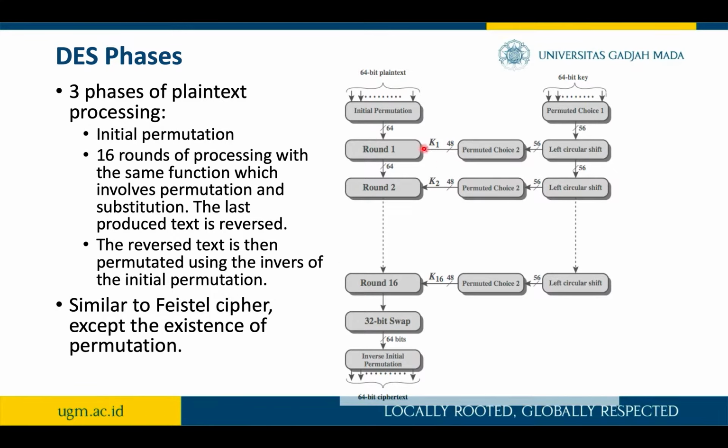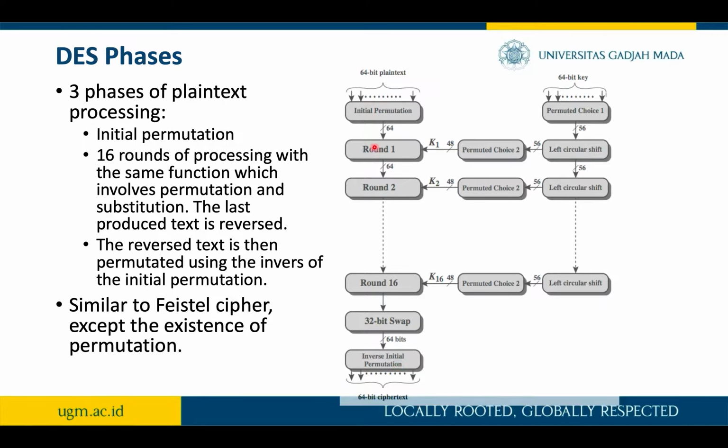In each round we make use of a key that is derived from the main key. The key here is called the subkey, so we will have K1 through K16. After that, the result will be swapped. And then after the 16 rounds and the swapping process, we again reverse the sequence of bits using the inverse of the initial permutation table.